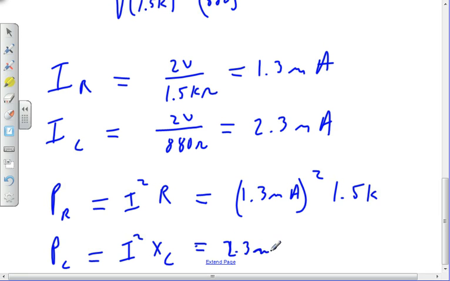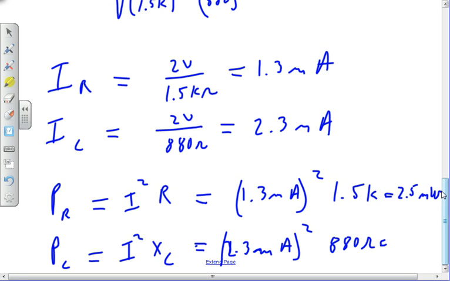2.3 milliamps squared, 880 ohms. So those are the numbers we're looking for. 1.3 E3, squared, times 1.5 E3, boom, 2.5 milliwatts.